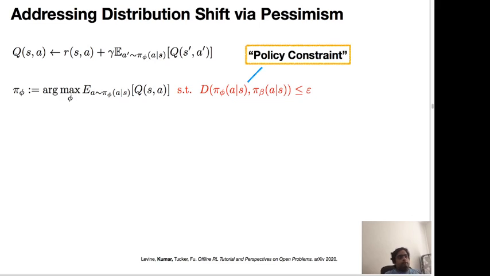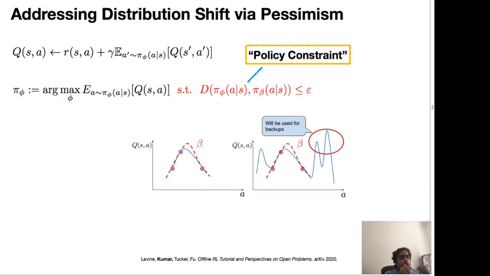So now the policy pi phi is not just trying to optimize the Q function, meaning that it does not try to just optimize the RL objective, but instead it also tries to be close to the behavior distribution, or the behavior policy, pi beta. What does this do really?